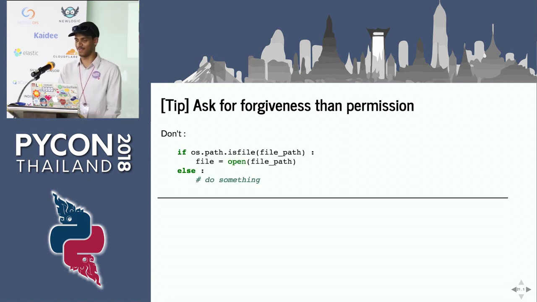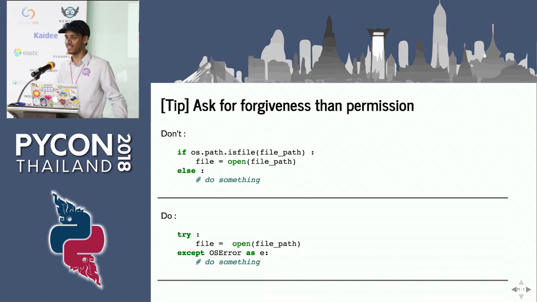Always ask for forgiveness rather than permission. So don't do stuff like this, but something easier. Just assume that things would be easy for you. Just go and do it, and then if it's not there, you can always use an exception, right? Python has really nice exception handling in the standard library, so you can always use that.